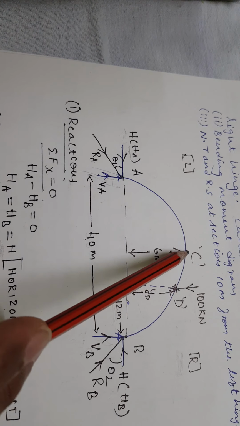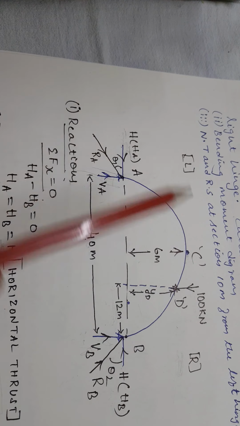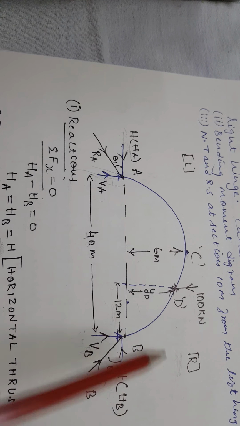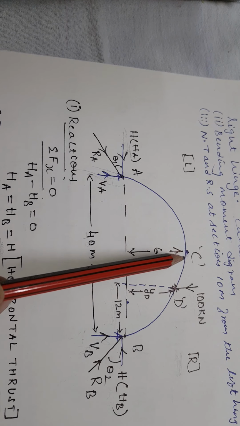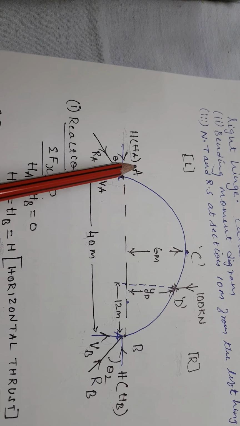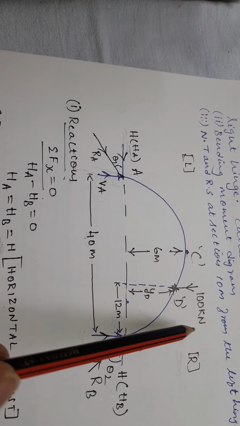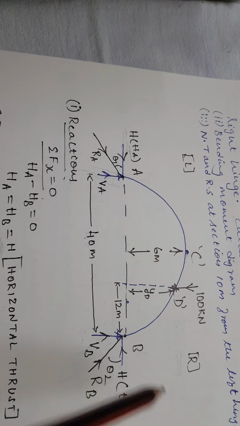So I am considering moment at C equal to 0 for the left hand side, or if you want, you can consider the right hand side also. Either side is fine. I am considering the left hand side because on the right hand side we have another load, so it may be difficult if you consider the right hand side.